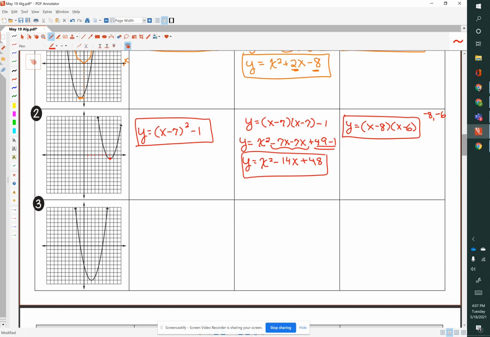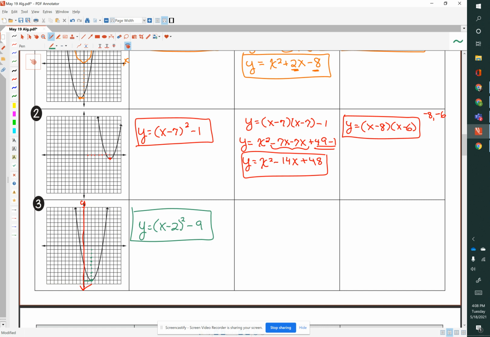Okay, number 3. Let's look at the transformation. Here's our y-axis. Let's change our color to keep our work straight. We've shifted 1, 2 to the right, so that would be y equals x minus 2. When we go to the right, it's minus 2. And we've shifted down 1, 2, 3, 4, 5, 6, 7, 8, 9, so that's minus 9. So there's our vertex form.